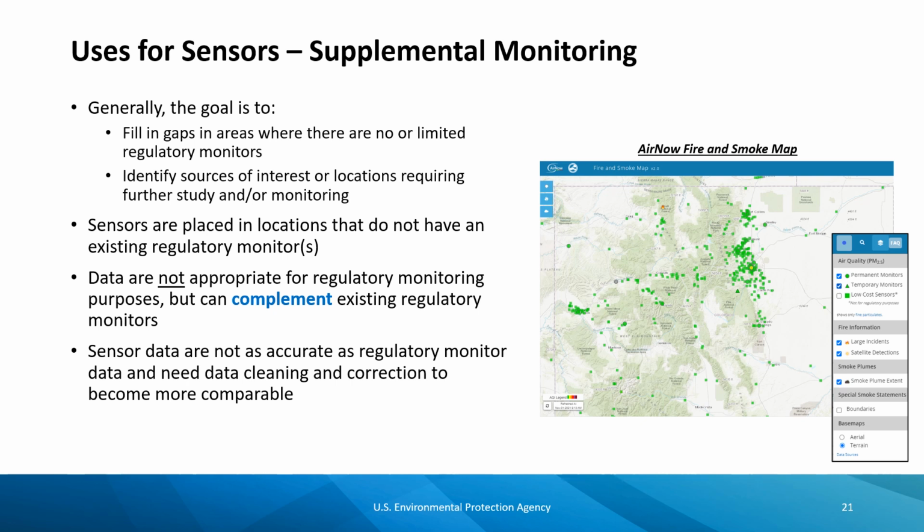This type of monitoring fills in gaps in areas where there are limited or no regulatory monitors and to identify sources of interest or locations that may need further study and monitoring. To achieve this, sensors are placed in locations that do not have existing regulatory monitors. The data collected are not meant for regulatory monitoring purposes, but may help complement existing regulatory monitors.